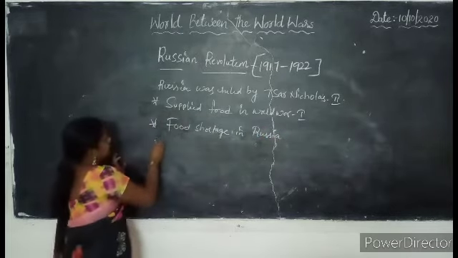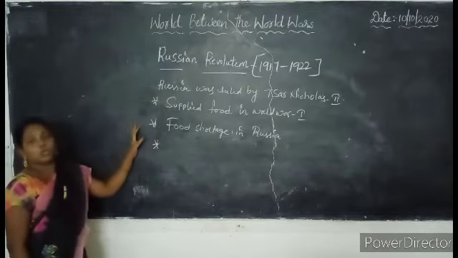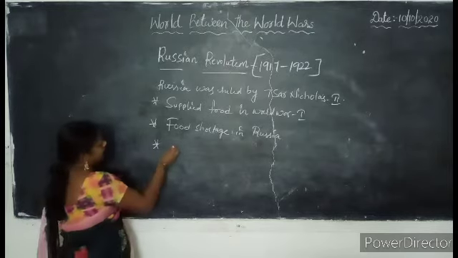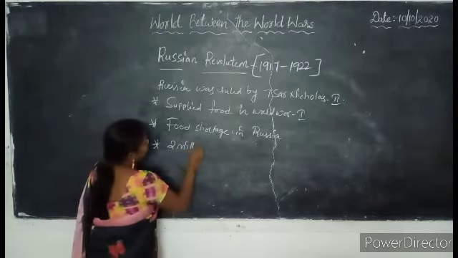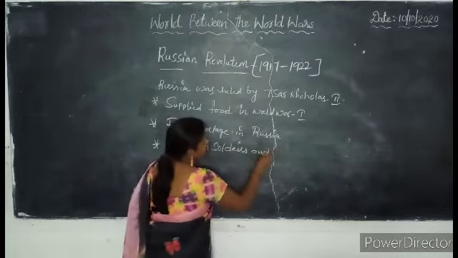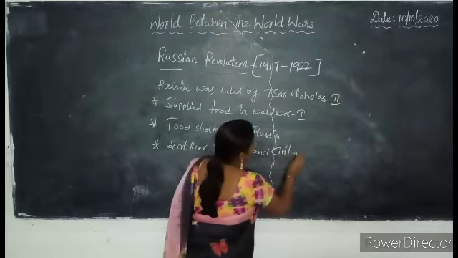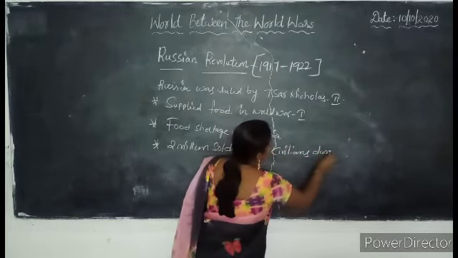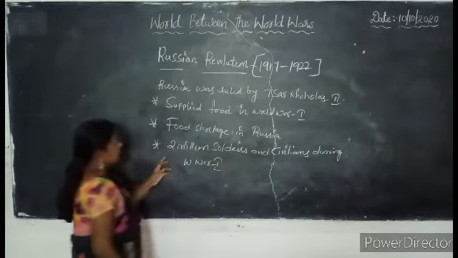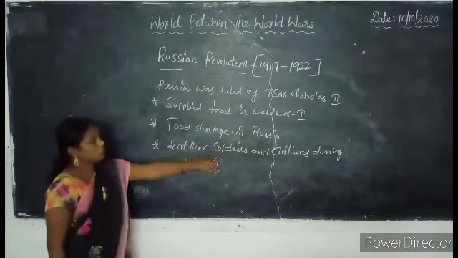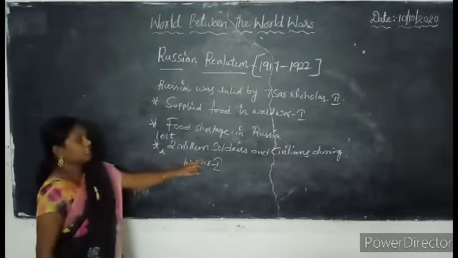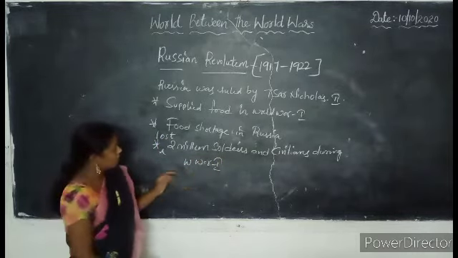Next, they were the main losers in World War I. They lost nearly 2 million soldiers and civilians during the World War.